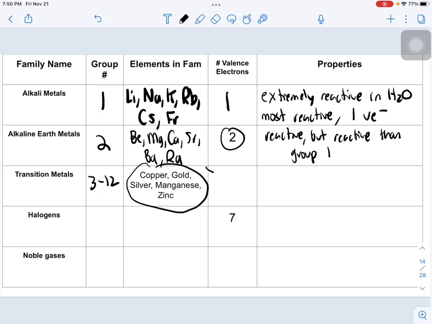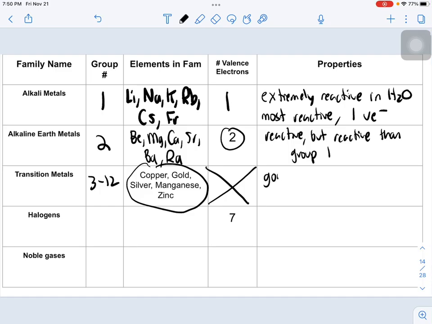And with valence electrons, we're not going to worry about the valence electrons of the transition metals because it gets a little complicated, and not necessarily every element in the same group shares the same number of valence electrons for a complicated reason that we're not going to get into right now. Now let's talk about some of the properties of the transition metals.